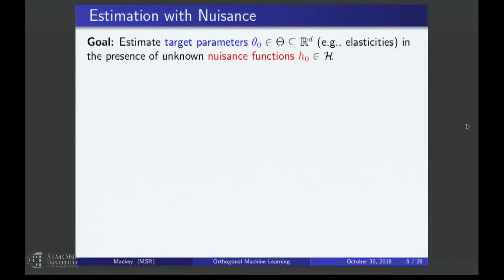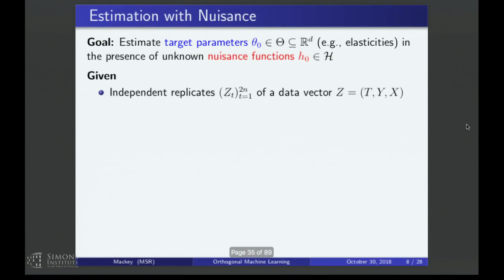So this is the general problem we're trying to solve, an estimation with nuisance problem. There's a target parameter theta, it's in R to the d. Think of these as the elasticities. There's some unknown nuisance functions that also impact the outcome of interest. And we're going to try to estimate the target parameters given independent replicates of a data vector. In this case, I have a data set of size 2n. It's 2n because I'm going to split it in half at some point. So let's keep that 2 around.